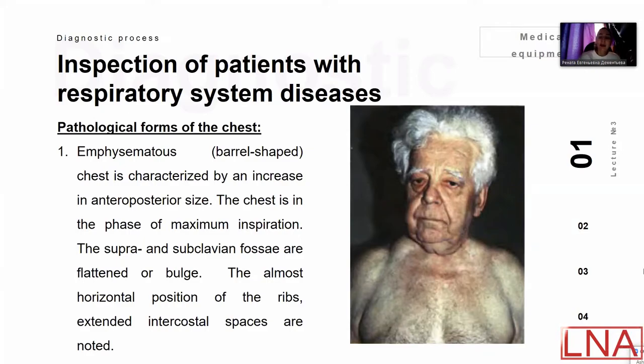Doctor? Yes? Can I ask you? Sure. Can you, photo, back, shoot, back, photo.